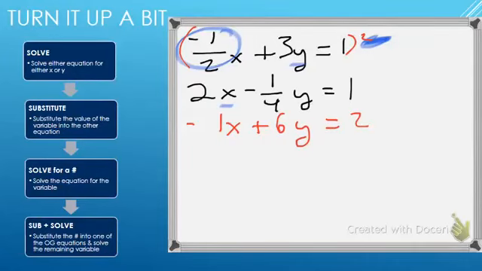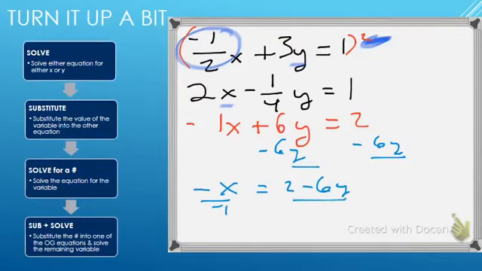So now I'm going to solve the second equation in red for a variable. I'm going to solve for x because that will be the easiest. I'm going to subtract 6y on both sides. I'm going to get negative x equals 2 minus 6y. Divide by negative 1 on both sides and get x equals negative 2 plus 6y.